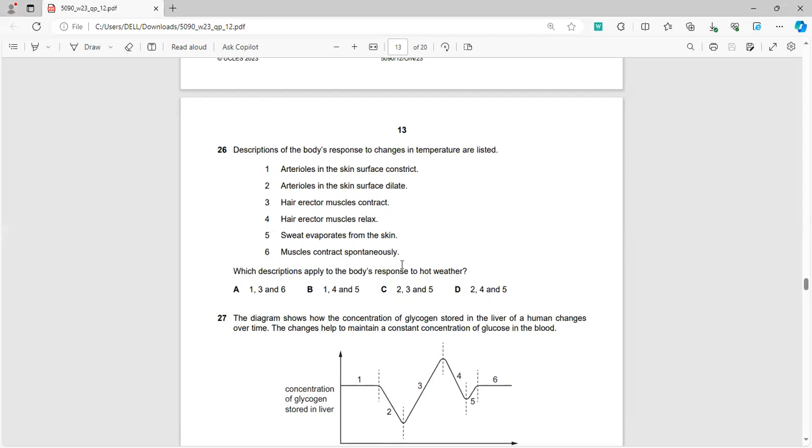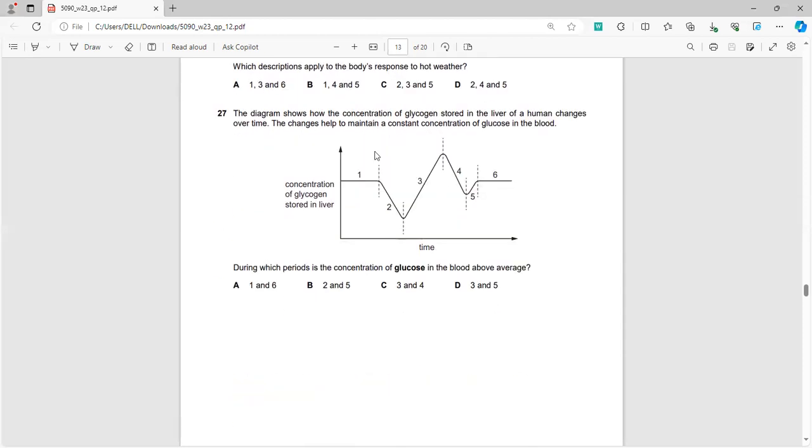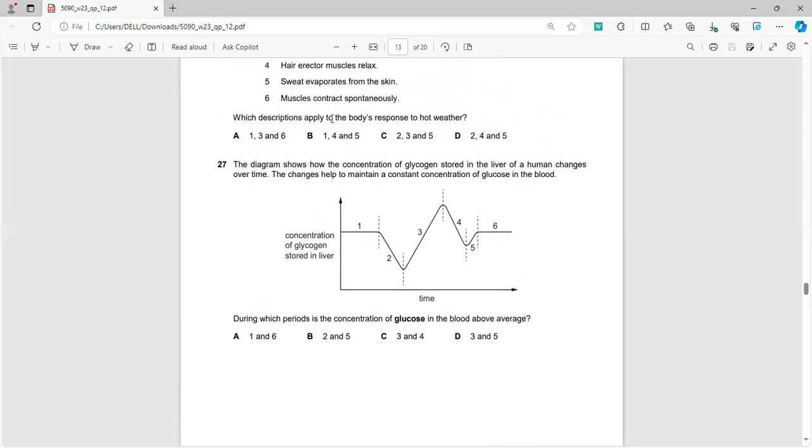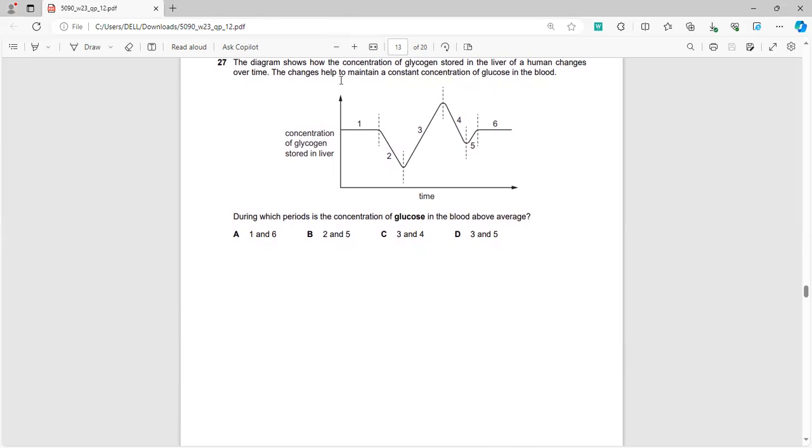In question 26, in response to hot weather, what happens? There is vasodilation, so that more and more heat loss can occur by the process of radiation. Similarly, sweat evaporates from the skin. This is correct as well. And the hair erector muscles relax. So this is the answer. Now, the exact opposite occurs, by the way, in cold weather. The erector muscles contract and the hair stands up; it's known as goose skin.